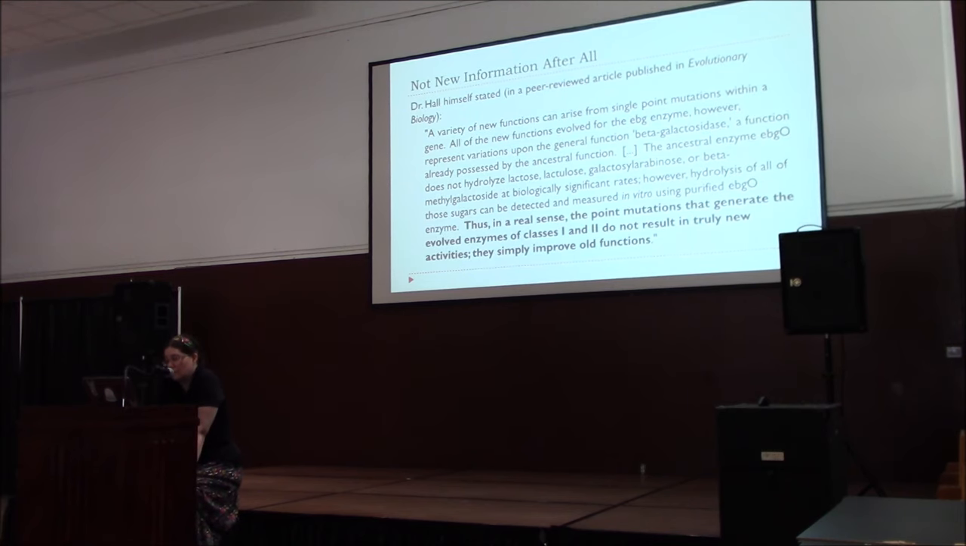And his own analysis of his experiment, I'll translate it for you here into regular English. He said all of the new functions that evolved for this enzyme that we looked at represent variations upon the general function of breaking down a particular kind of sugar, which is a function that it already had. The unmutated enzyme doesn't break down any of the sugars that we tested it with at rates fast enough for E. coli to survive, but it breaks them all down when we test them in vitro. So we've changed something about the regulation of this gene. We haven't actually changed a new gene, we haven't given it new information. Thus, in a real sense, the point mutations that generate the evolved enzymes do not result in truly new activities, they simply improve old functions.